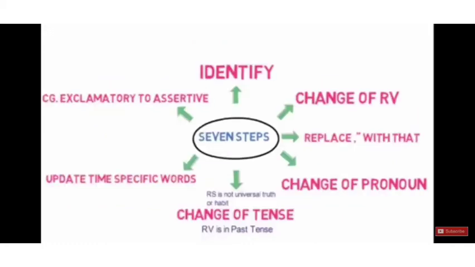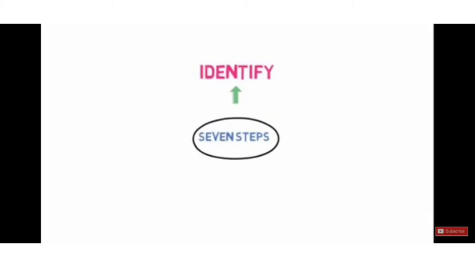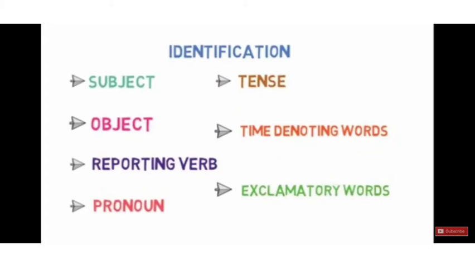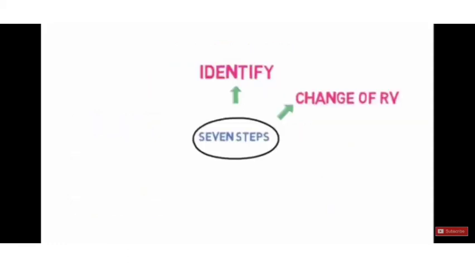Next, let's see the 7 steps for exclamatory sentence converting direct speech to indirect speech. Step number 1 is to identify. For this identification process, we need to identify subject, object, reporting verb, pronoun, tense, time denoting words and exclamatory words. Step 2 is change of reporting verb.